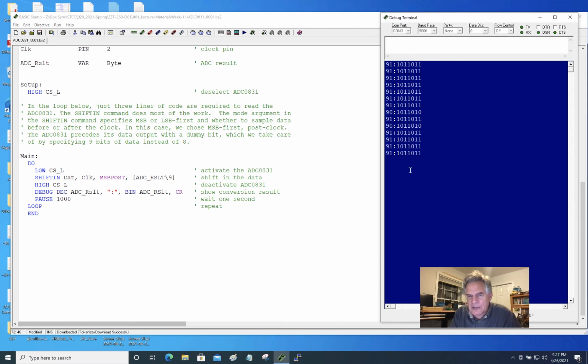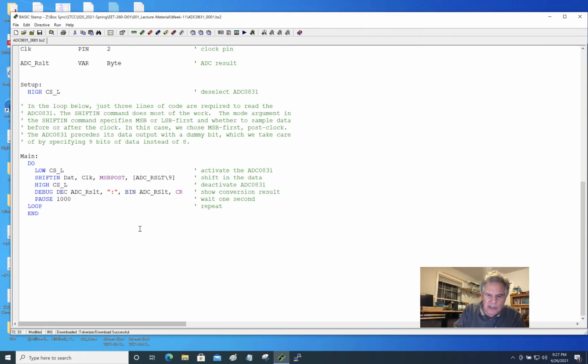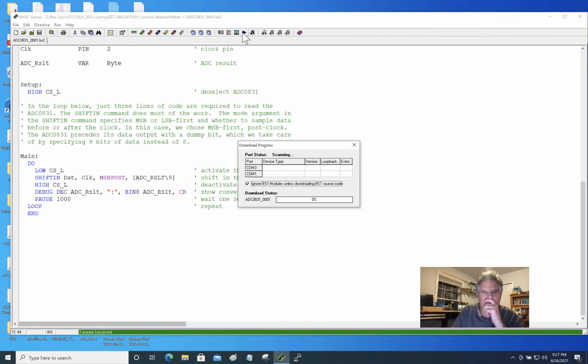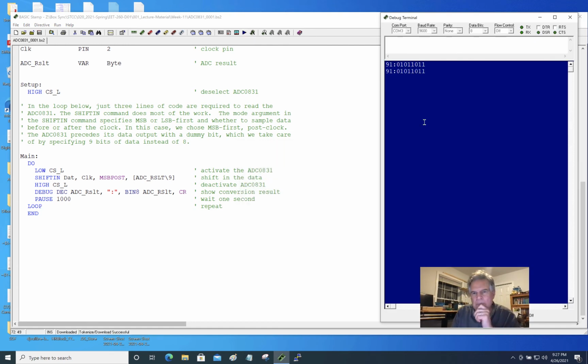We're only seeing 7 digits, so we have to make this a little better. We have to have this say bin 8, and when we do that and run it, it forces it to put in the leading zeros. So now we have 0101 1011.